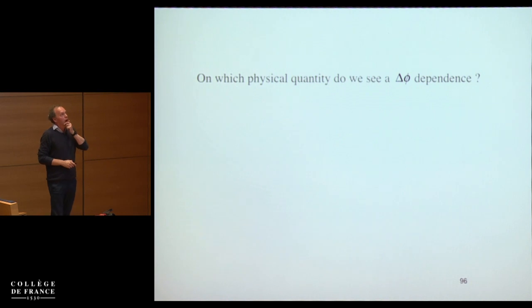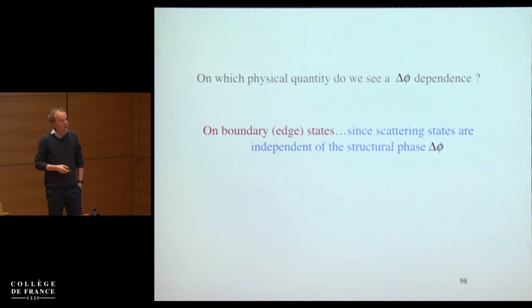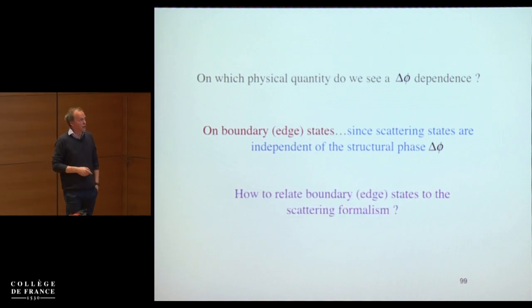Now, on which physical quantity do we see a delta phi dependence? We could say boundary edge states. There is no choice, because we know that scattering states are independent of delta phi. This is all what I said so far. So now, how to build boundary edge states and how to relate them to the scattering formalism.